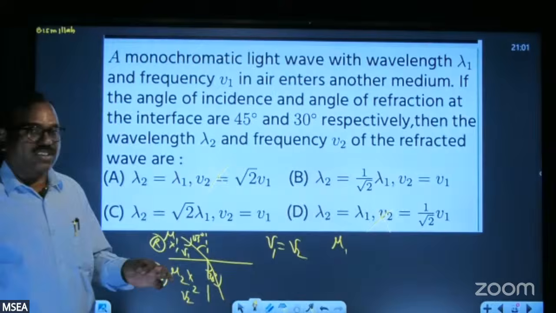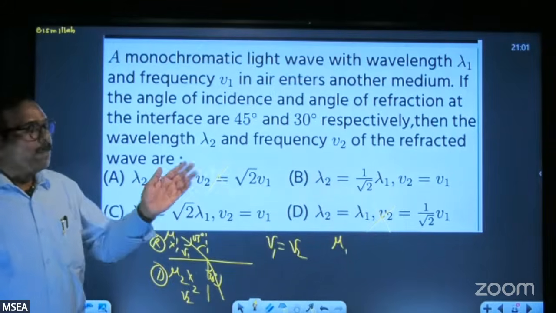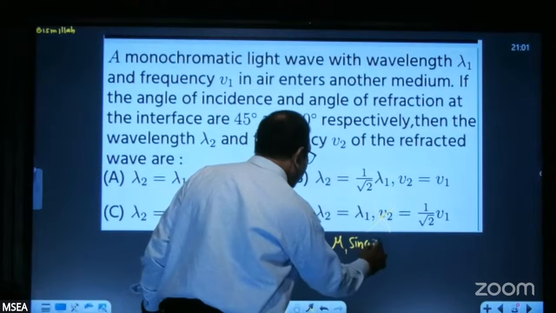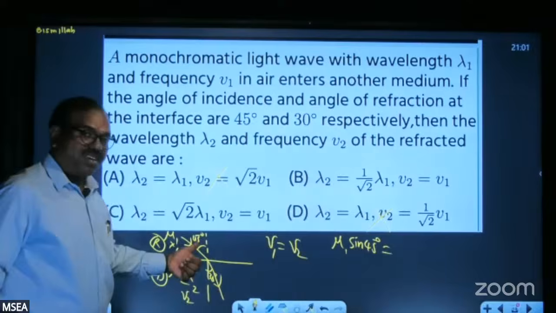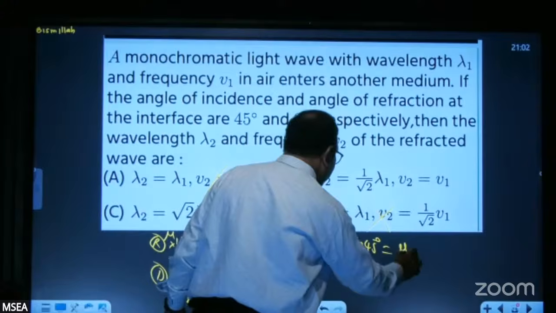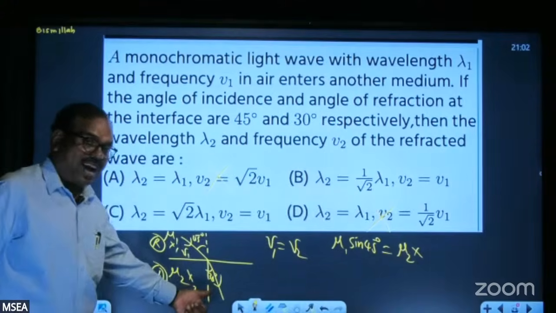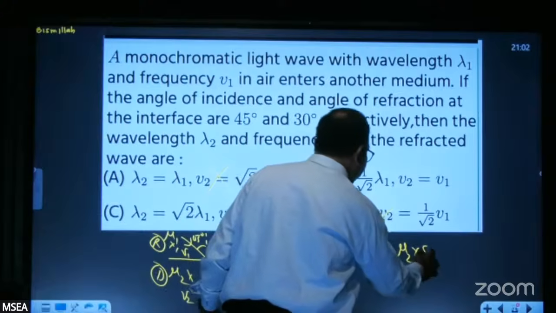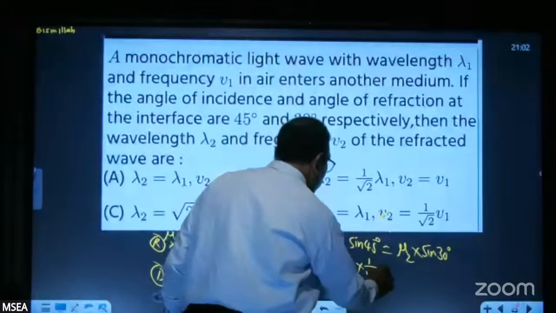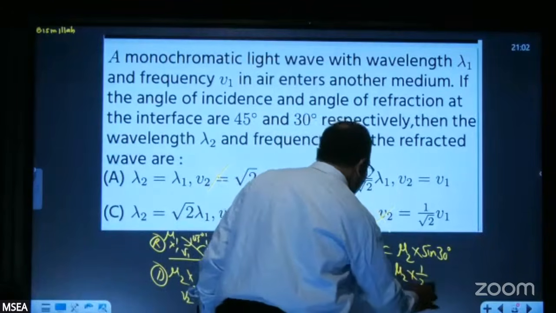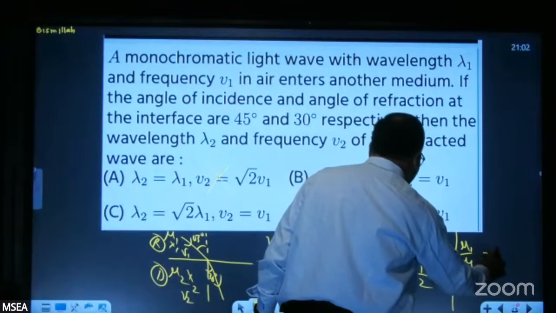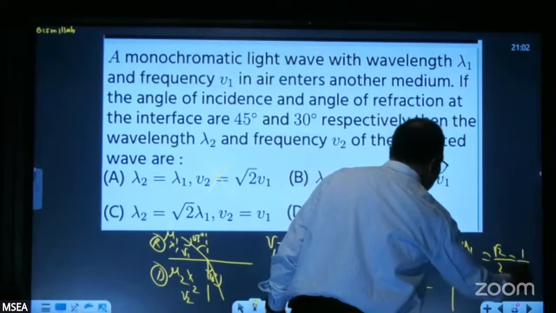Snell's law: you have to remember refractive index into sine of the particular angle in that medium. So mu1 into sine 45 should be equal to mu2 into sine of that particular angle in the other medium. This is sine 30. So mu1 into 1 by root 2 should be equal to mu2 into 1 by 2. Now mu1 by mu2 should be equal to root 2 by 2, which is equal to 1 by root 2.